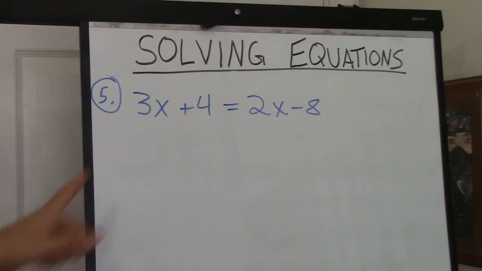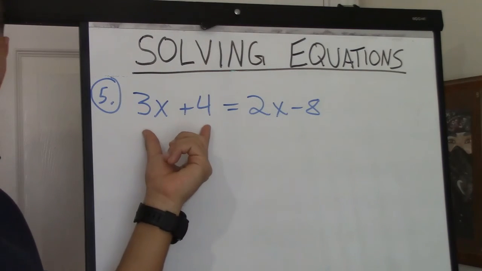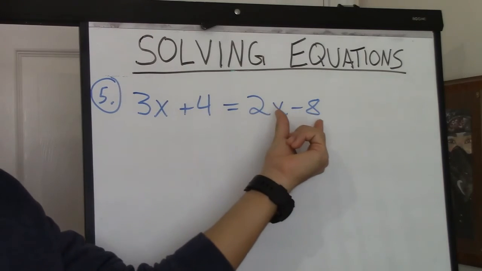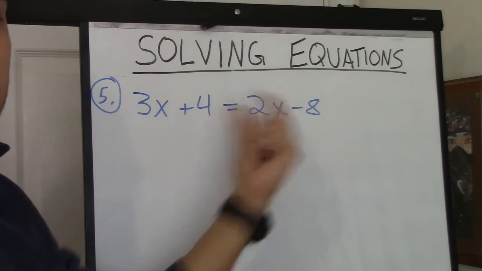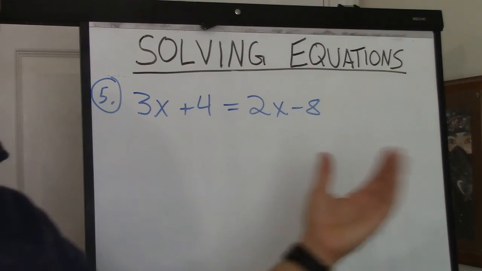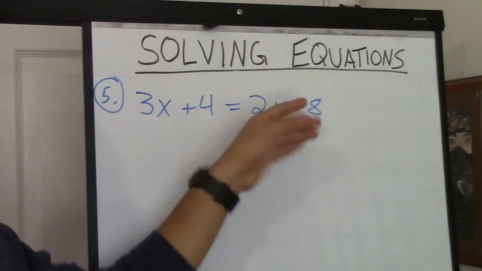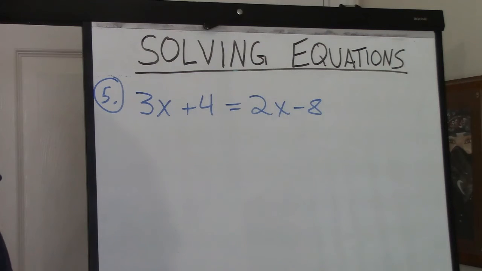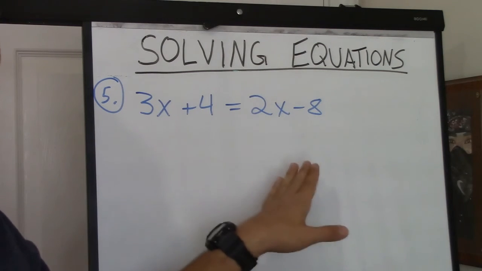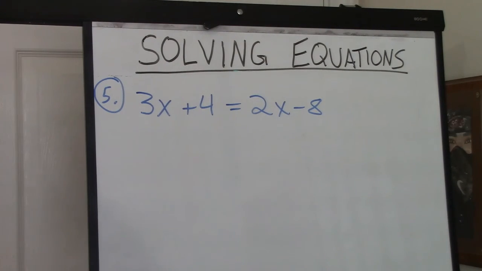So in this problem, we have two x's in the problem. We have 3x plus 4, this expression on the left side of the equal sign. And on the right side of the equal sign, we have the expression 2x minus 8. Now, when we solve, we need to get the x's together because we want our answer to look like x on one side equals something on the other side, some number. So we want to get our x's together, so we have to put them on the same side of the equal sign, which means we have to move one of these two x's, either the 3x or the 2x, to the other side of the equation.